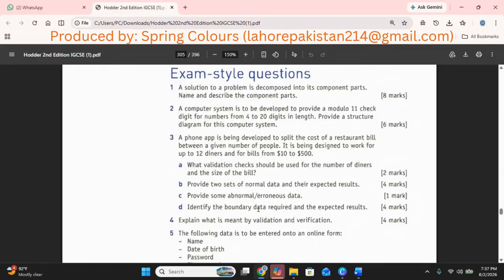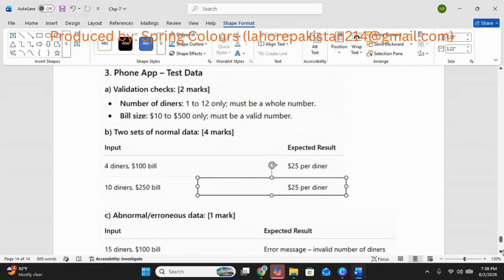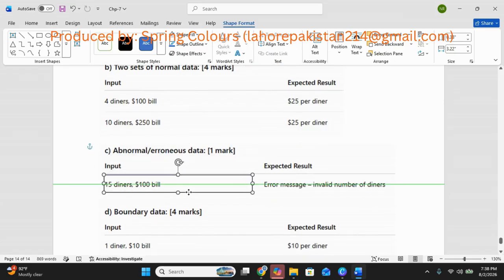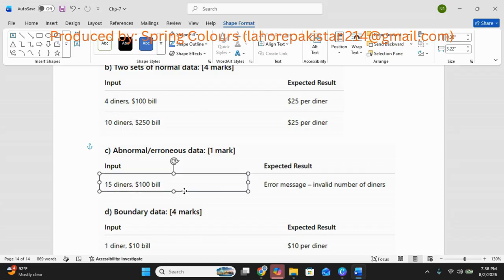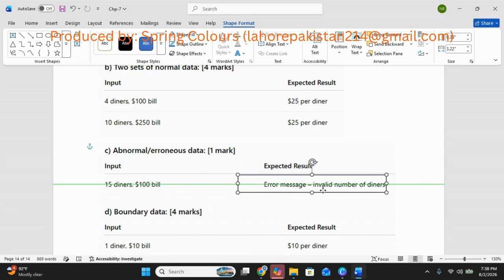Now let's move on to part C. Provide some abnormal or erroneous data. Let's suppose the diners are not entering proper data into the app. The app should reject the data. What type of data will be rejected by the app? If they try to enter the number of diners as 15, because a maximum of 12 diners is allowed in the app. Although the amount of the bill is correct, the number of diners is incorrect, so it will not be accepted by the app, and an error message will be given that the number of diners is invalid.